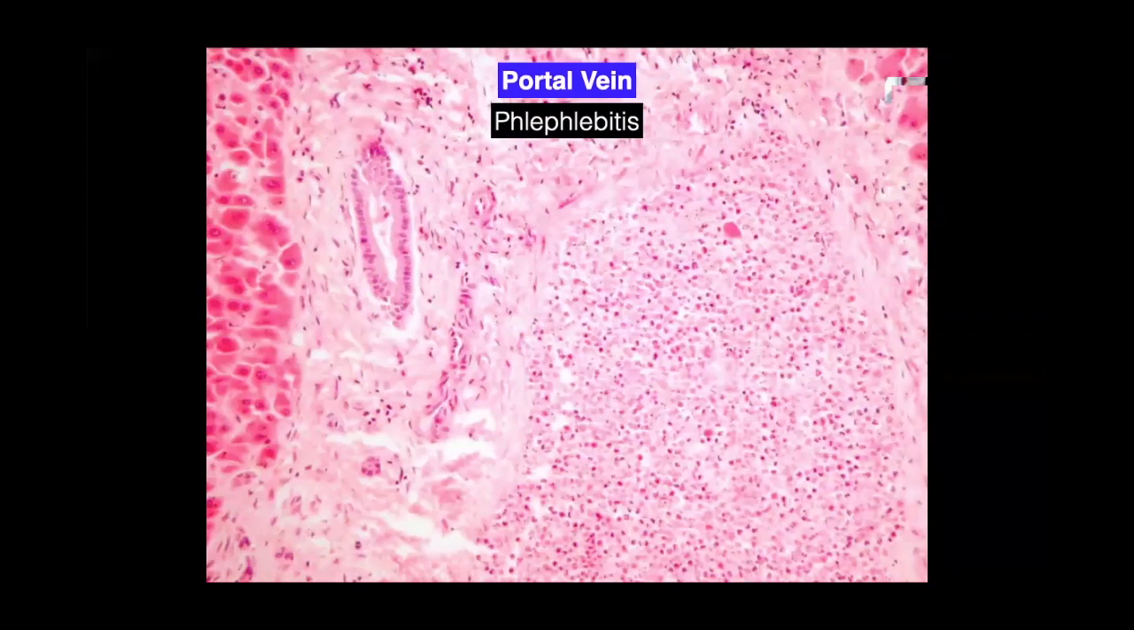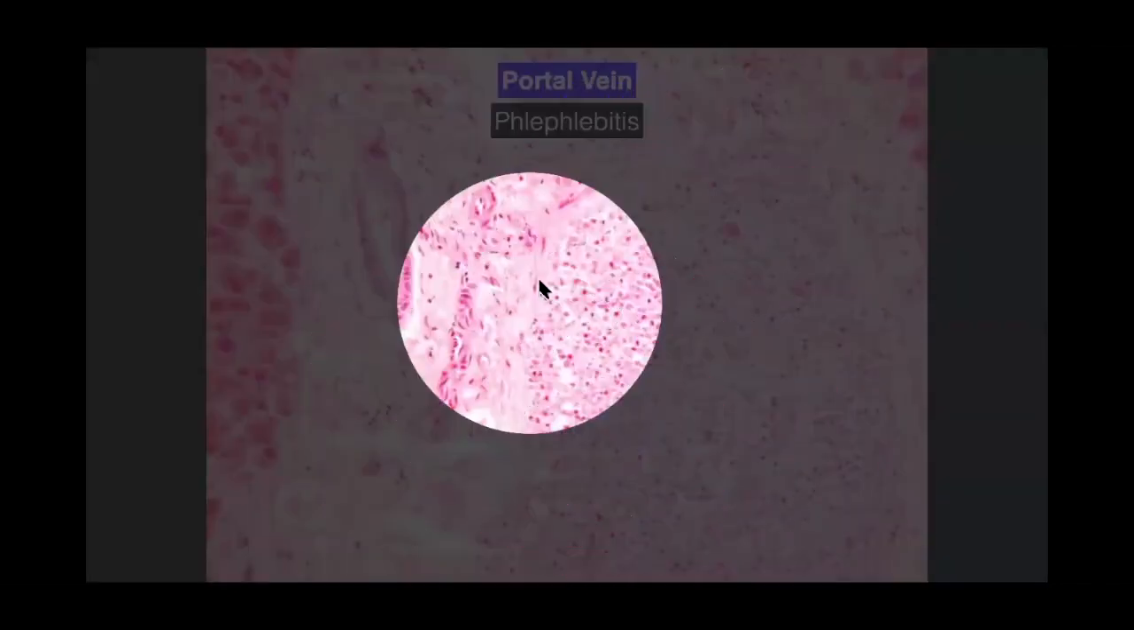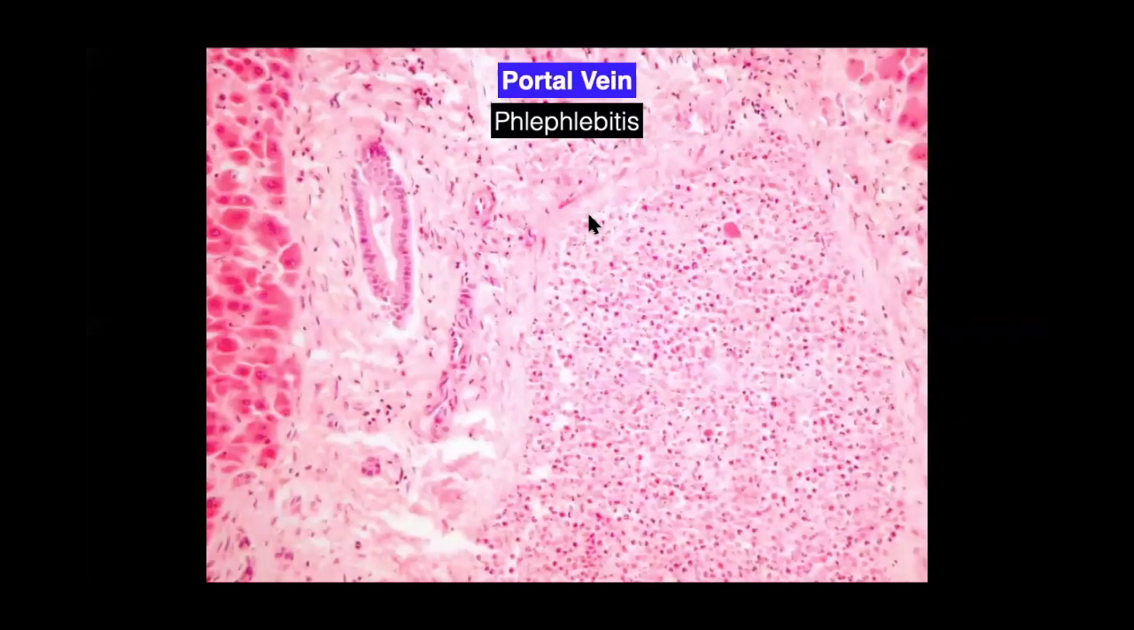Now we are moving to portal vein phlebitis. Here you can see the portal triad, where you can identify the bile duct, hepatic artery, and this is the portal vein area with the extensive inflammation. In any sepsis, it can cause this.